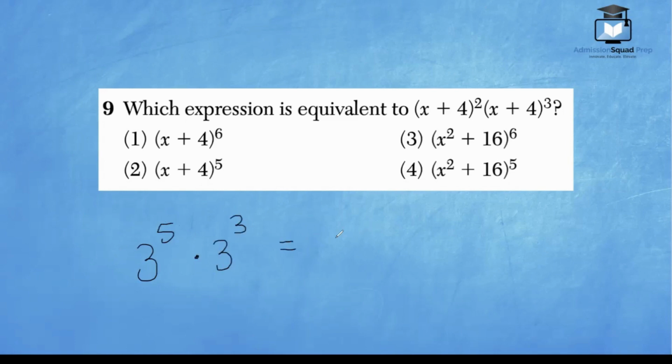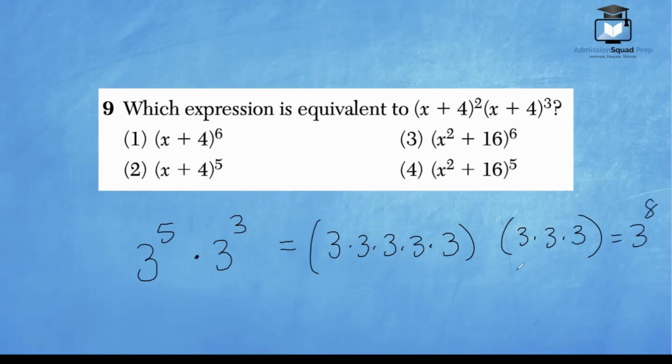If we were to write this in expanded form, we would have 3 times 3 times 3 times 3 times 3, right? And then we're multiplying that times 3 times 3 times 3. How many 3s do we have in total? We have 1, 2, 3, 4, 5, 6, 7, 8. So that is 3 to the 8th power. All we do is write 3 to the 5 plus 3, which would give us 3 to the 8th power. We go ahead and we add the exponents.